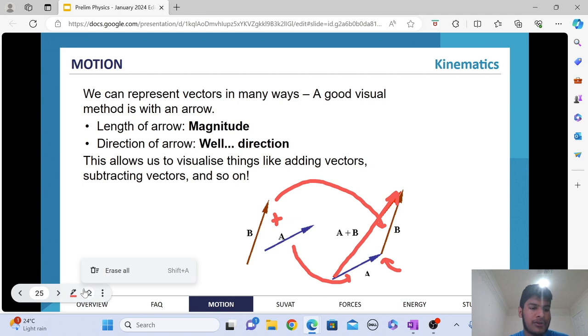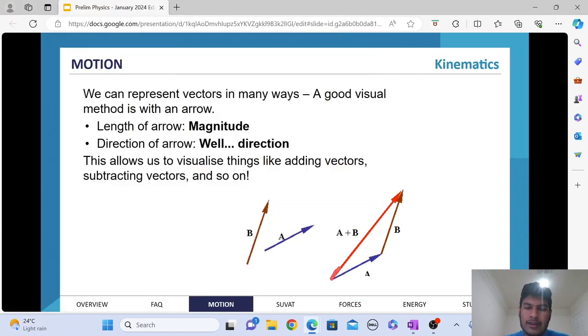Maybe I'll rub that out to make it clear. So you put in this vector here, and that closes the triangle, and there you have it. That is the resultant vector, or that's what you get when you add those two vectors together. So remember, you start at the tail of the first one, and you end at the tip of the second one, once you put it tip to tail.